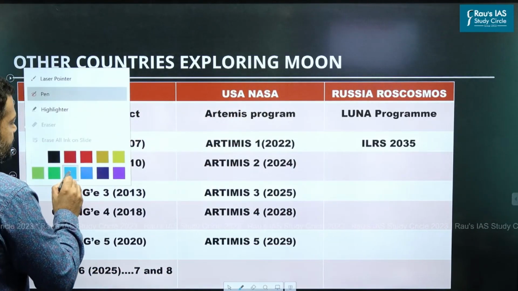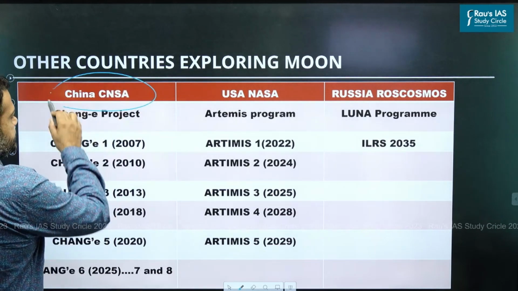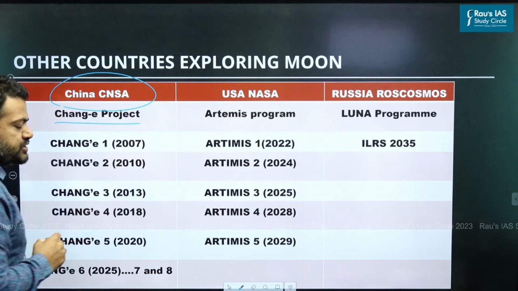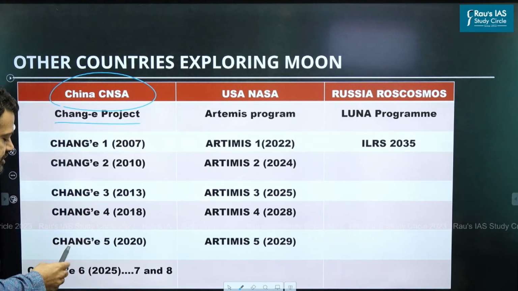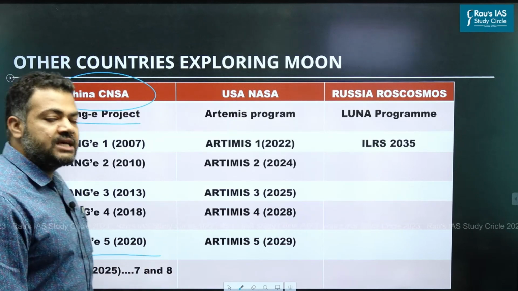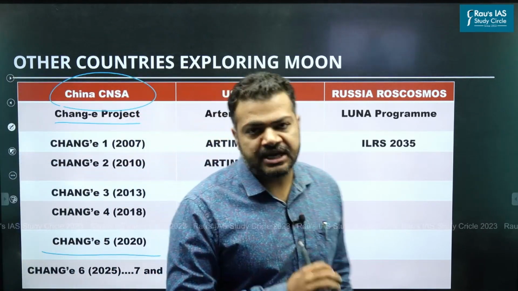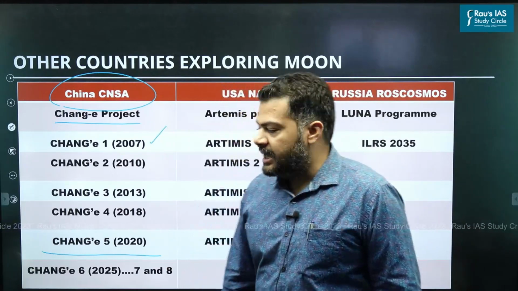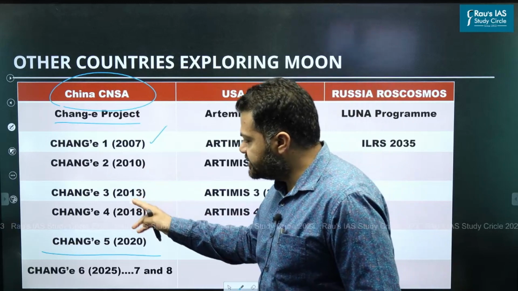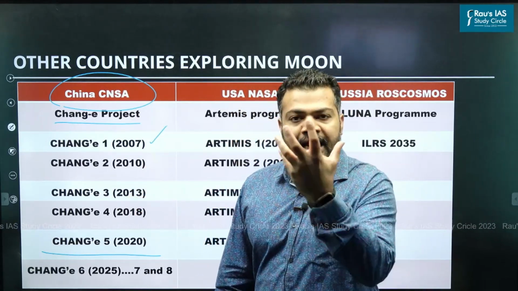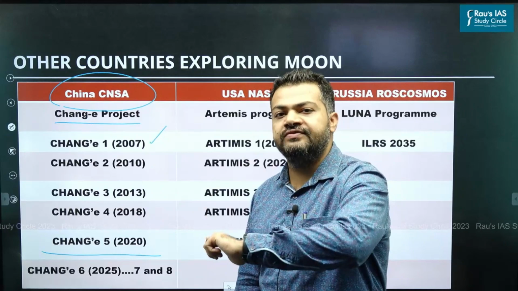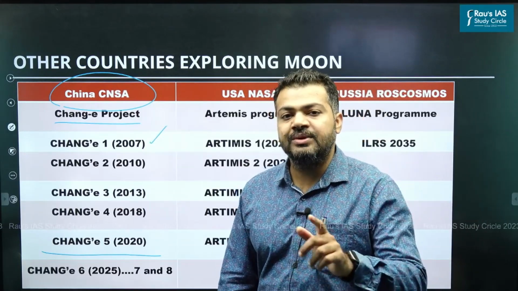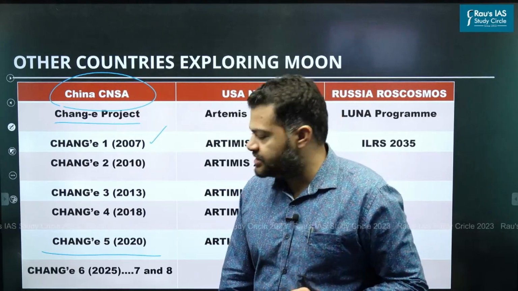China has been exploring a lot on the moon. They have a project called the Chang'e project. The Chang'e project has already successfully launched 5 probes. Chang'e 1 was launched in the year 2007, followed by Chang'e 2, then Chang'e 3. Chang'e 3 became the first probe to actually land a rover, like what we have achieved in Chandrayaan-3. China was able to demonstrate it in 2013, but remember, we have done it at the South Pole. No country has reached there so far.